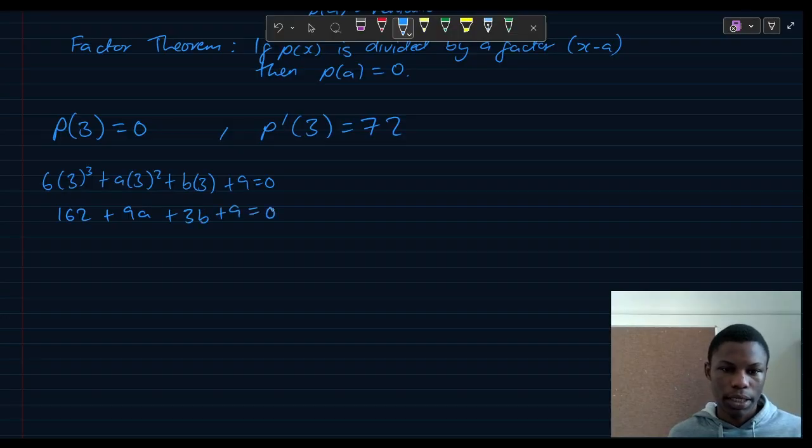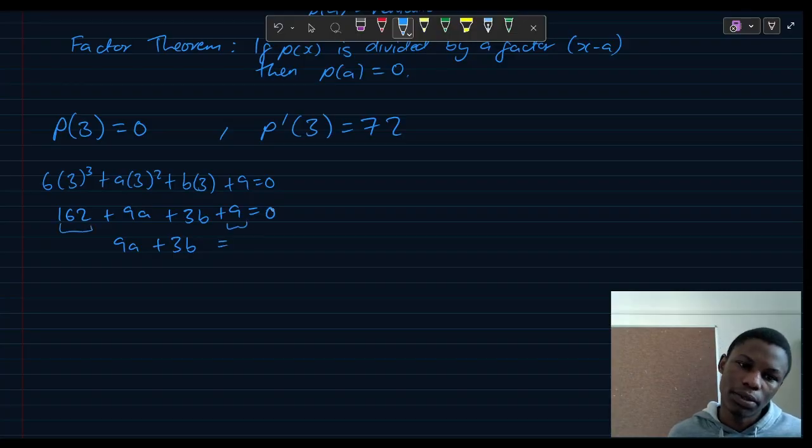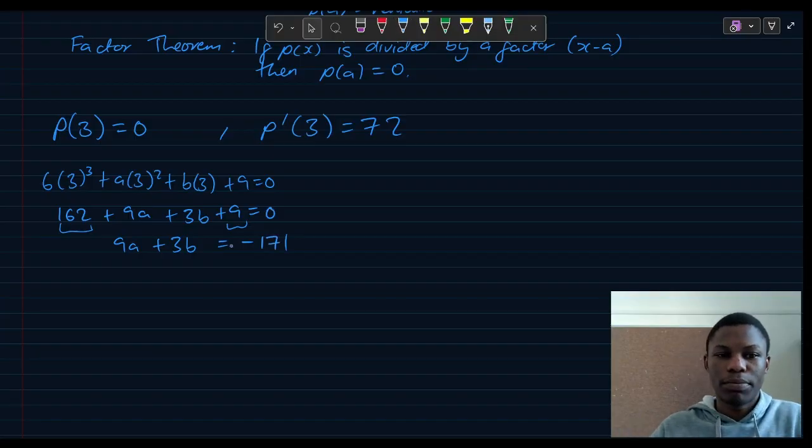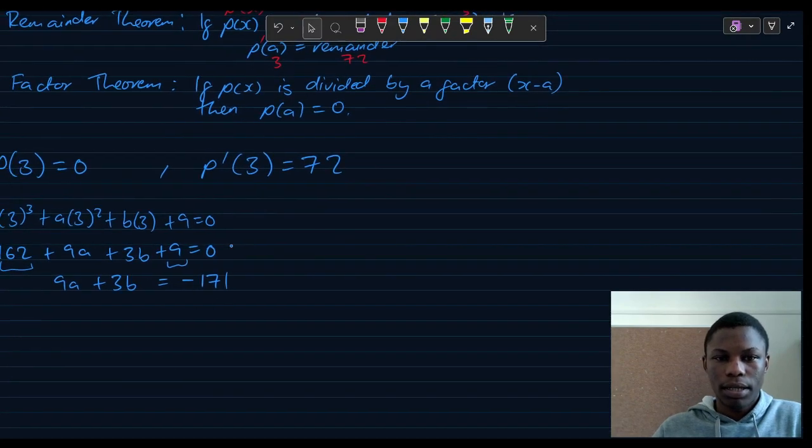And so we've got 162 plus 9, which is 171. So I have 9a plus 3b. And then I'll move this to the right-hand side. So that's equal to negative 171. So we've got one equation in terms of a and b. And of course, the second equation will come from p prime of 3 is equal to 72.